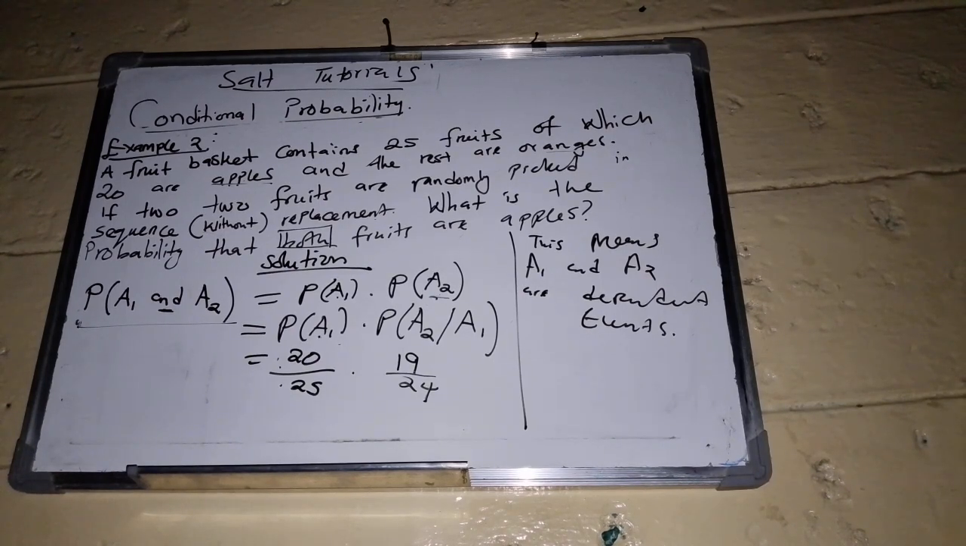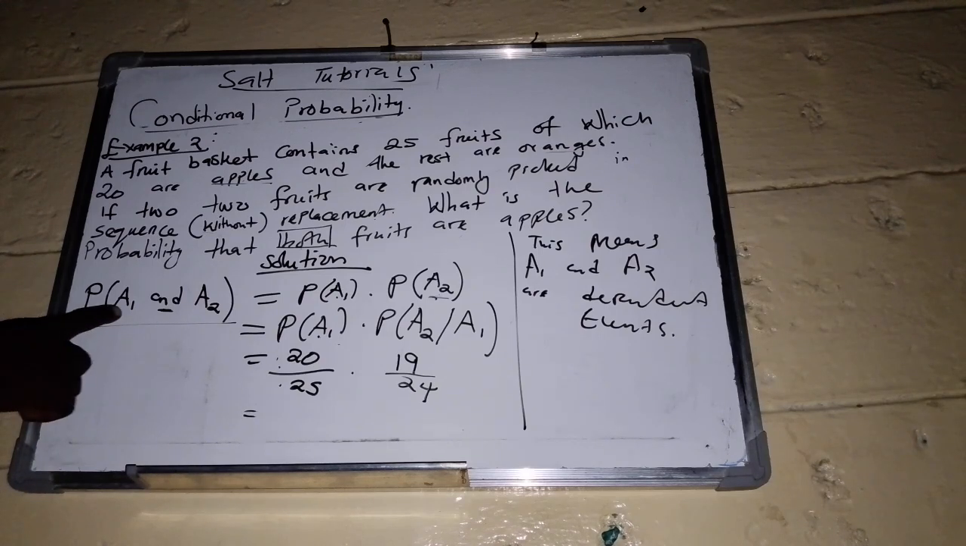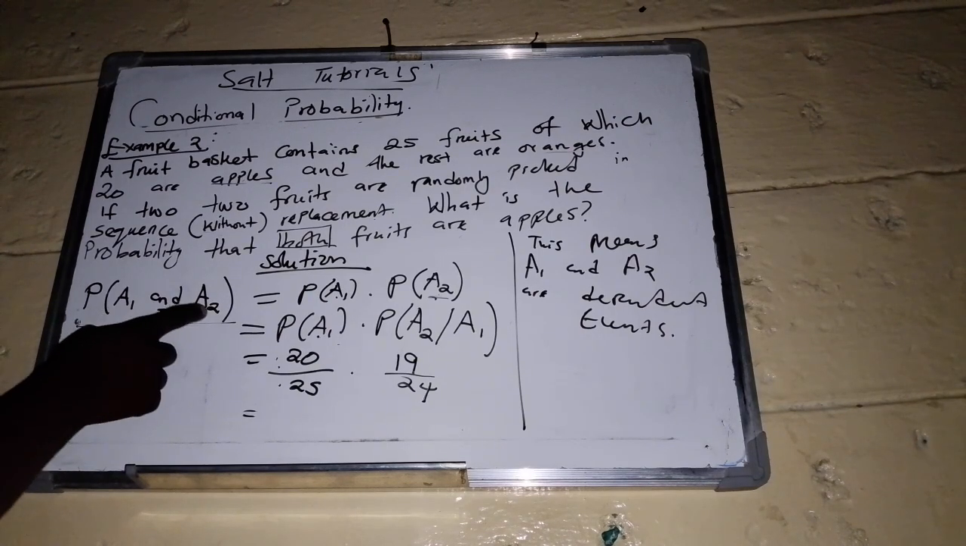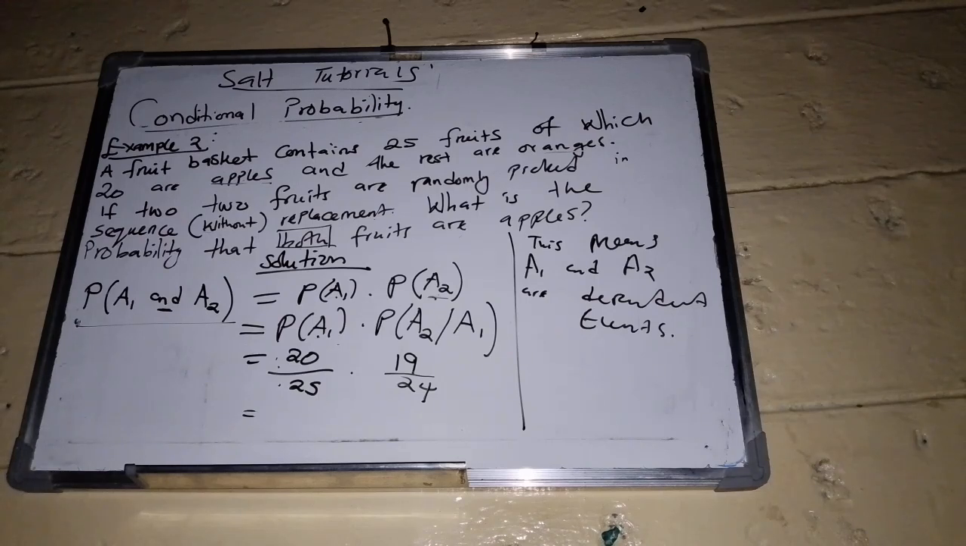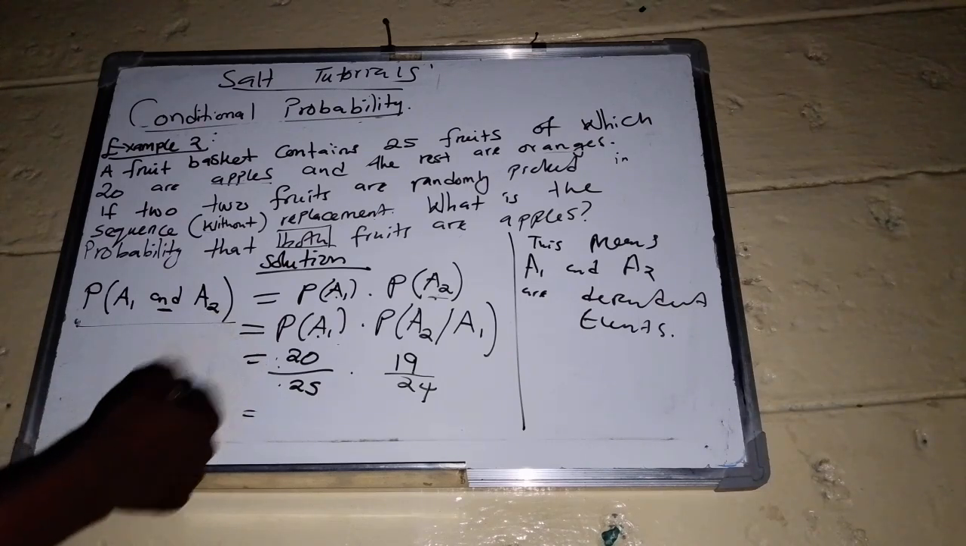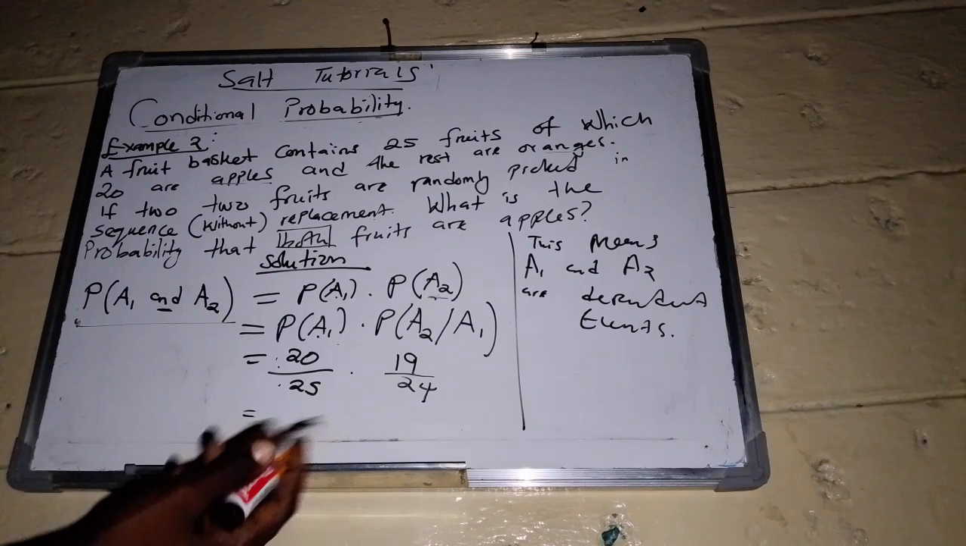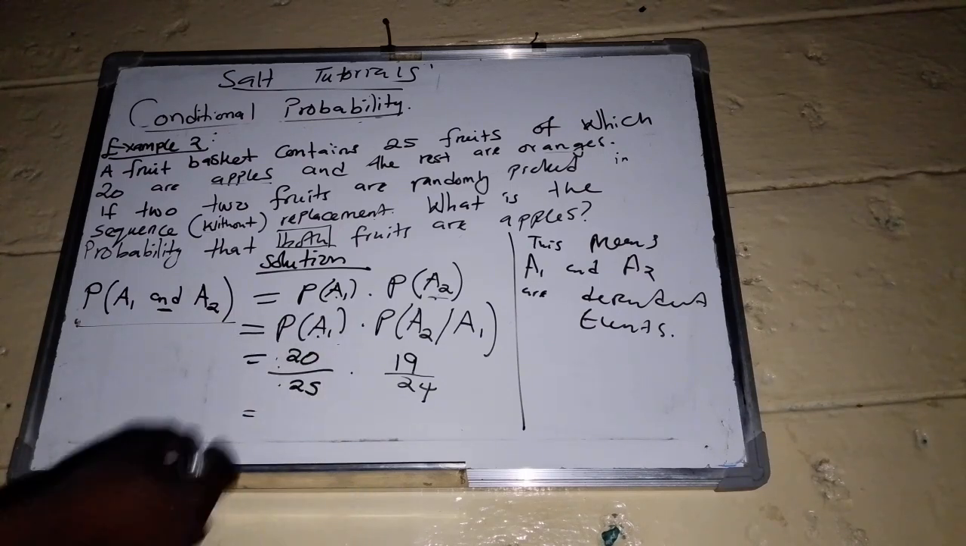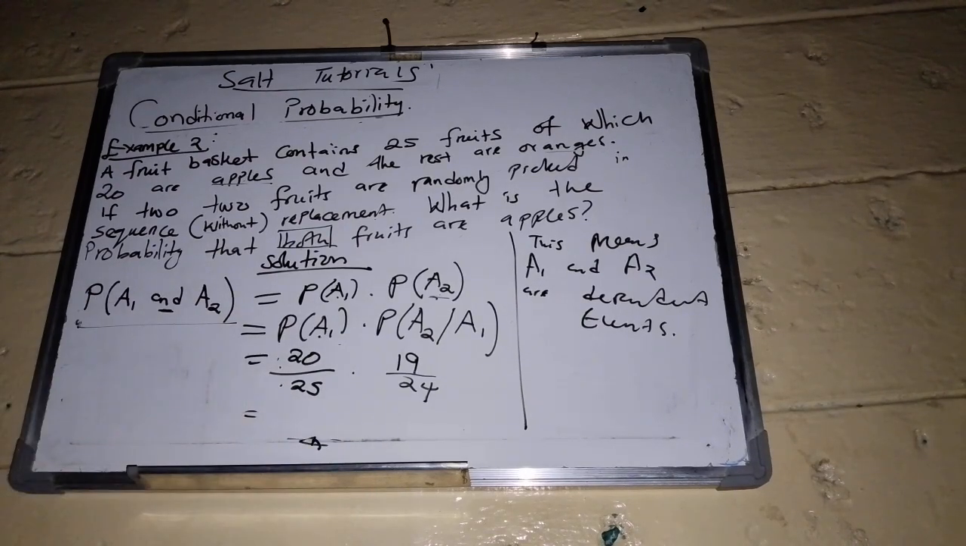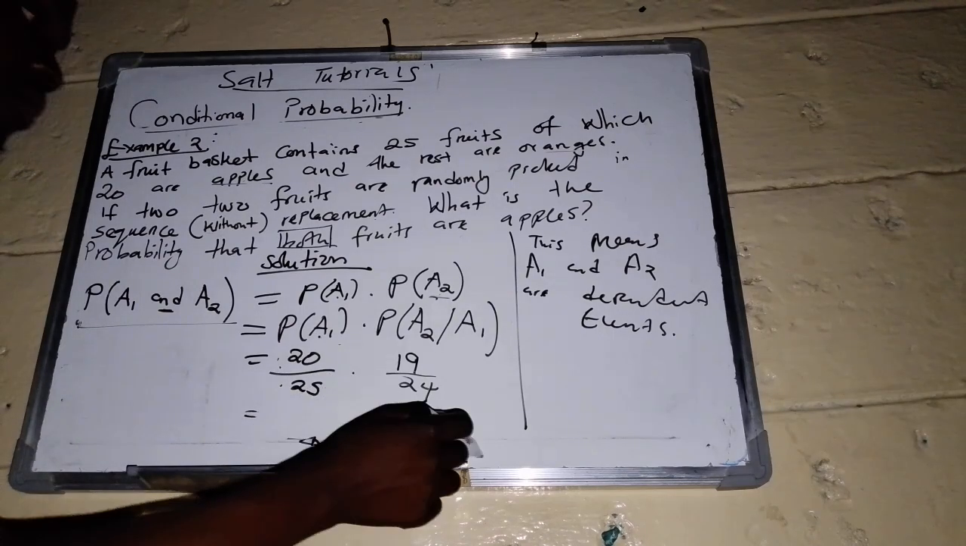So you can multiply the values there so that you're able to come up with the probability of us picking an apple in the first place and an apple in the second place. So this is just the multiplication principle. You can multiply 20 by that and 25 by that. Divide, you can either have it in a fraction form or in a decimal form. It is still the same thing.